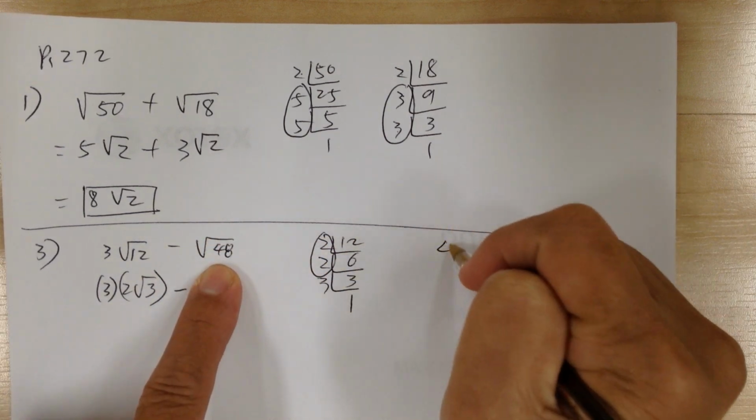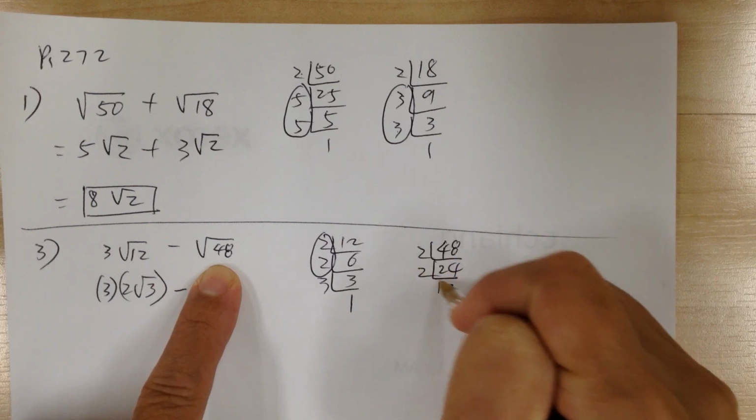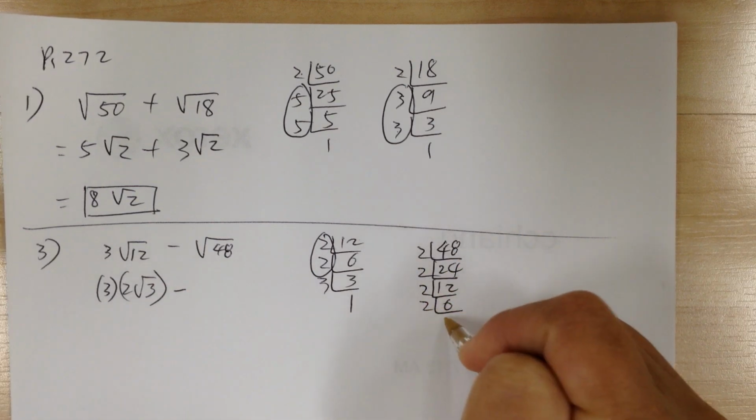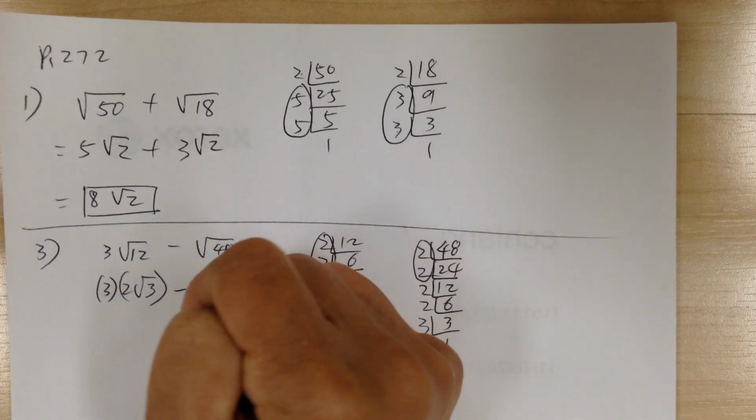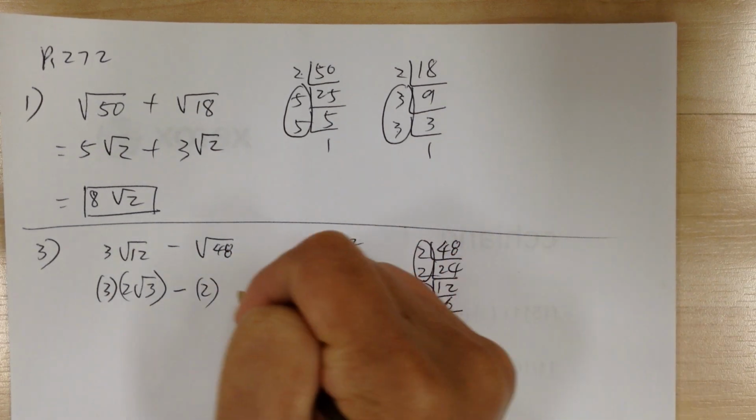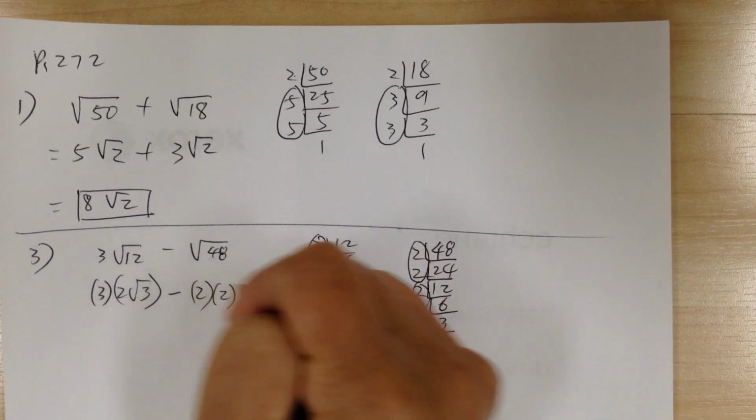Now 48 divided by 2, you get 24. Divided by 2, you get 12. Divided by 2, you get 6. Divided by 2, you get 3. Divided by 3, you get 1. Okay, so this will give you a 2. This will give you another 2. And the leftover will be square root of 3. Okay?